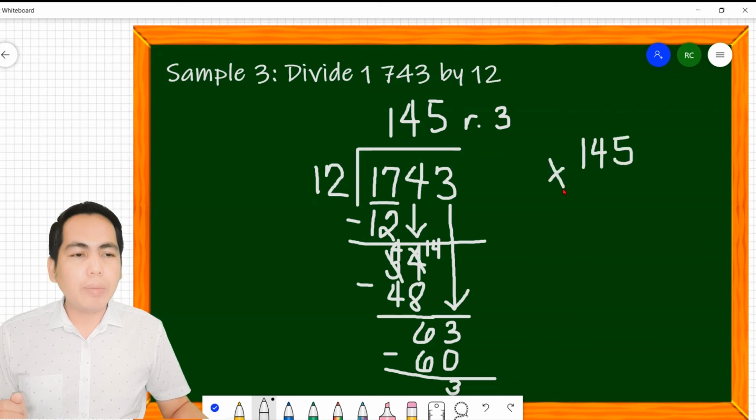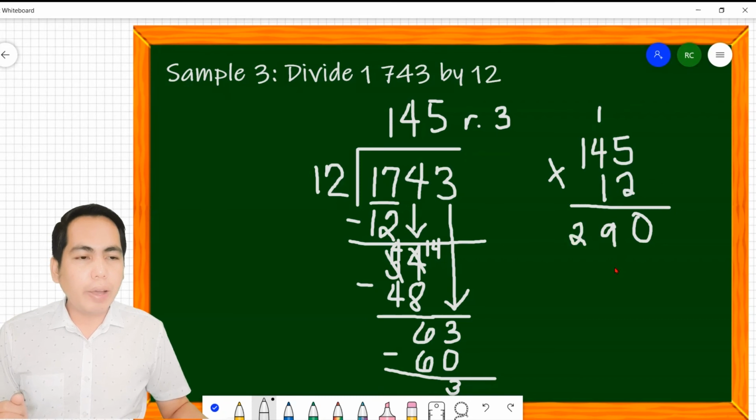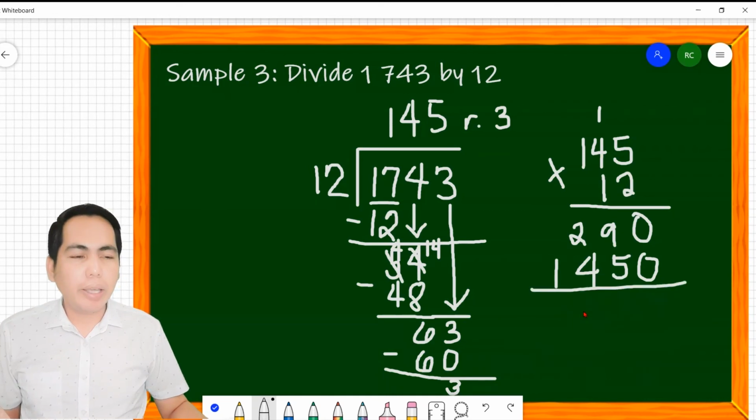145 times 12. So 2 times 5 is 10, 0, regroup 1. 2 times 4 is 8, plus 1 is 9. 2 times 1 is 2. 1 times 5 is 5. 1 times 4 is 4. 1 times 1 is 1. Okay, and then we are going to add our partial products.